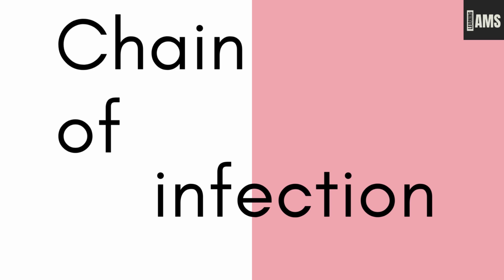Chain of infection. The chain of infection refers to the steps by which an infectious disease is transmitted from one host to another. It provides a systematic framework for understanding how infections spread and how they can be prevented. Let's start with the infectious agents.